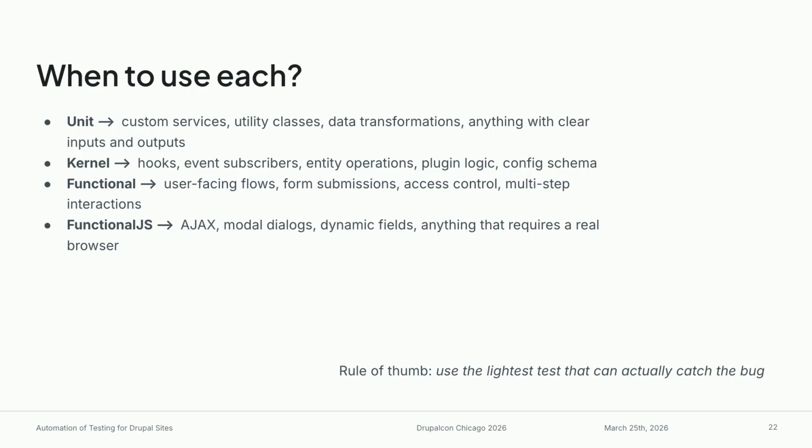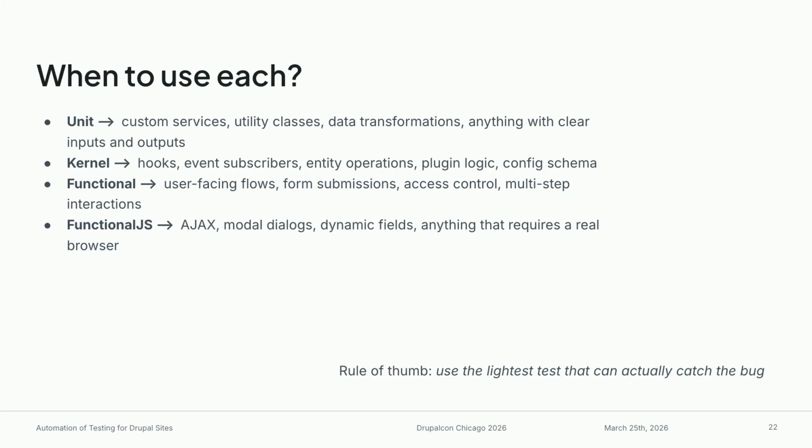We know those are the 3 types, but when do we use each one? The honest answer is use the lightest one that can reliably catch the bug that you're worried about. So if you're worried about a custom field formatter that needs to do a string transformation, then write a unit test to confirm that the string transformation is done correctly. If what worries you is that a hook fires correctly after an entity is saved, then for this one, you can go with a kernel test, right? You don't need this in isolation, but you don't need the full bootstrap. You need the full environment.